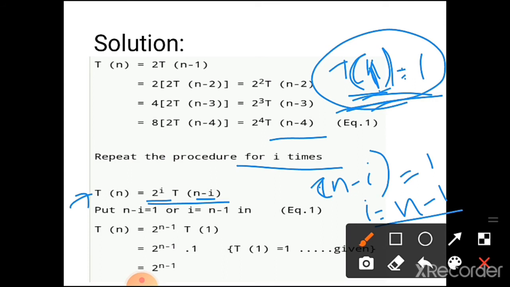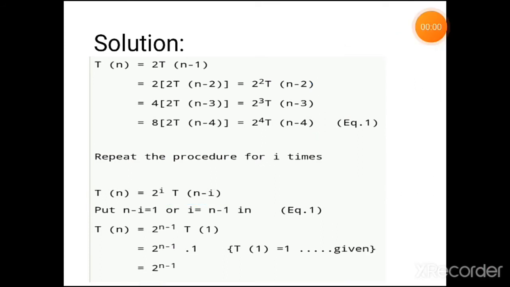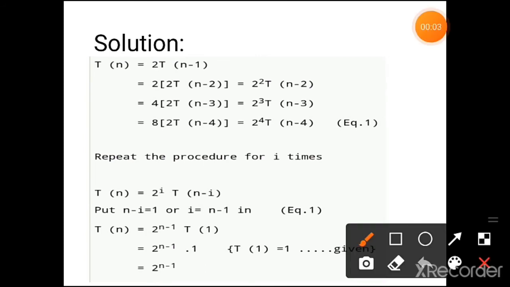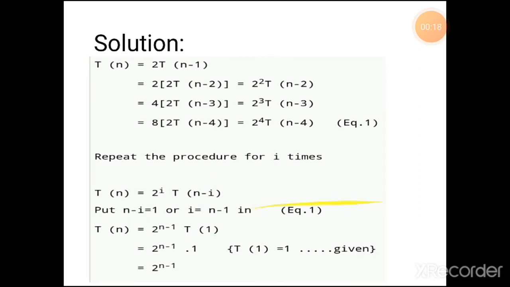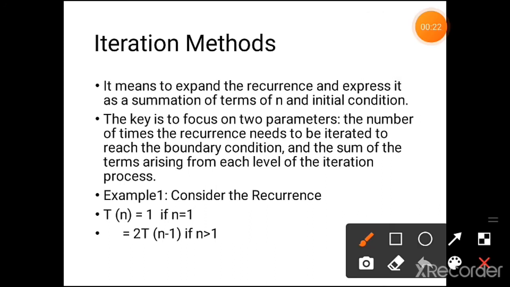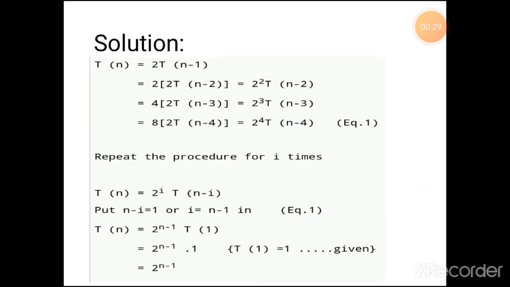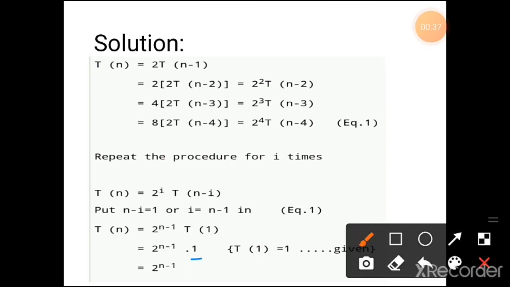T of n is equal to 2 raised to i times T of n minus i. What is n minus i? n minus i is equal to 1, so T of n minus i is T of 1. So our equation becomes 2 raised to n minus 1 times T of 1. In our recurrence relation, what is T of 1? T of 1 is equal to 1. Then it is 2 raised to n minus 1 into 1, which is 2 raised to n minus 1. So this is our solution.